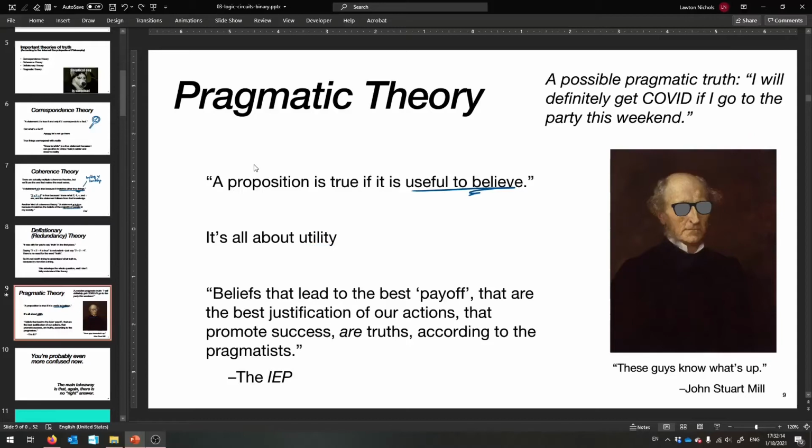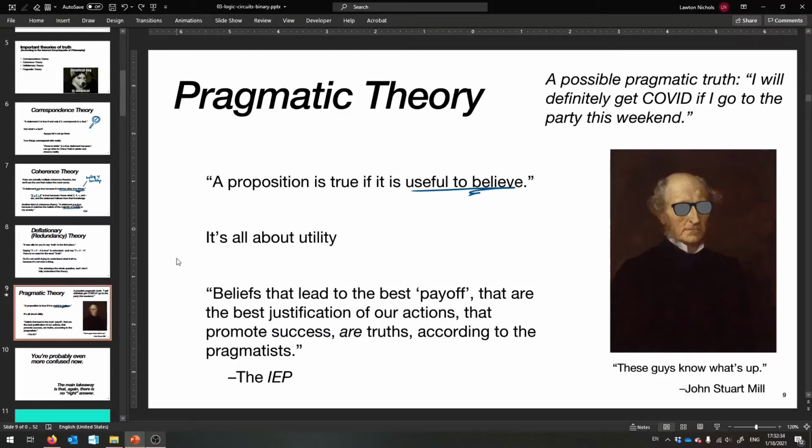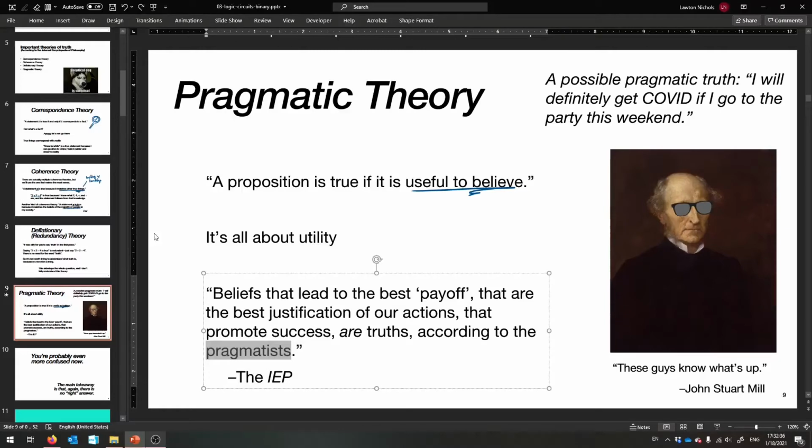So, yeah, a belief is true if it leads to the best payoff, okay? So it's pragmatic for you to believe this thing. It's going to be the best justification. It's going to promote success. Any of those things, well, we might as well take them as true, okay? Because they're going to help us. So that's what the pragmatists think.